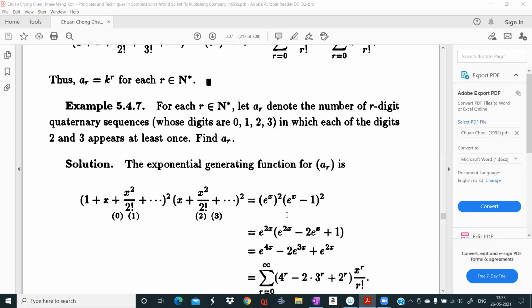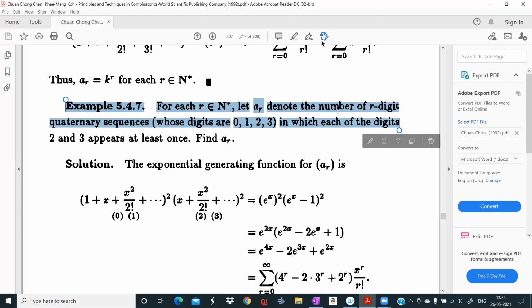See this problem. For each r belongs to N star, r equal to 1, 2, 3, etc., let A_r denote the number of r-digit quaternary sequences. Binary sequence is a sequence of two symbols, 0 and 1. Ternary sequence is a sequence of three symbols, 0, 1, 2. And quaternary sequence is a sequence of 4 symbols. We take the 4 symbols as 0, 1, 2, 3, in which each of the digits 2 and 3 appear at least once.